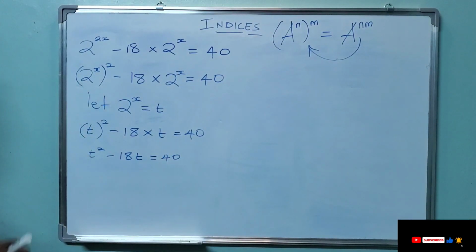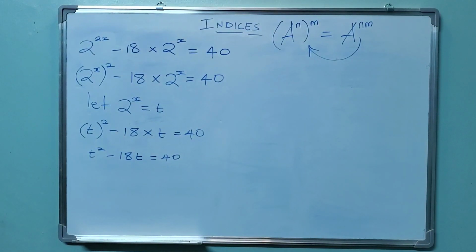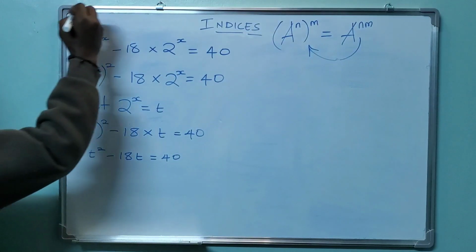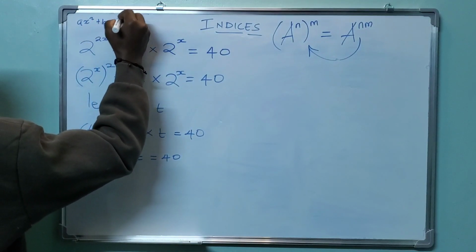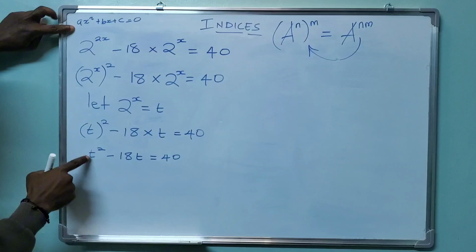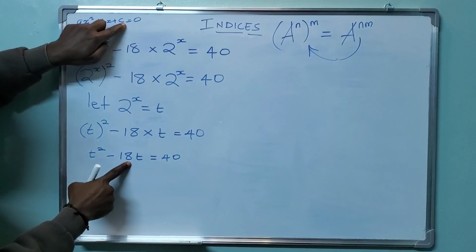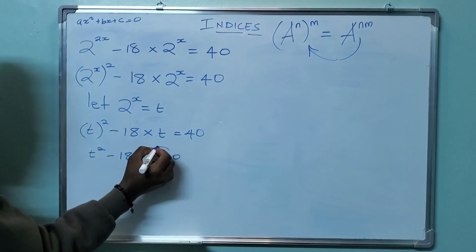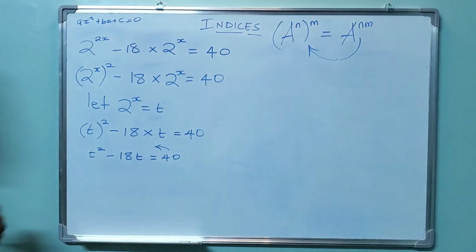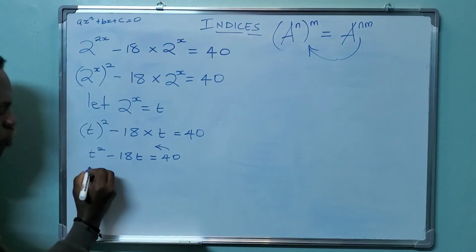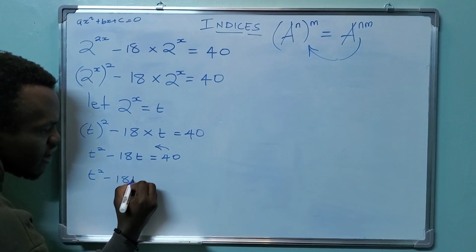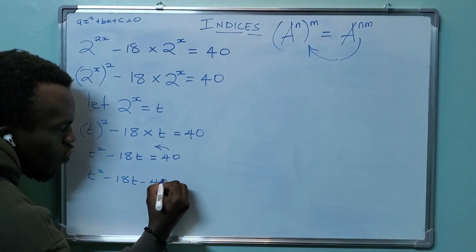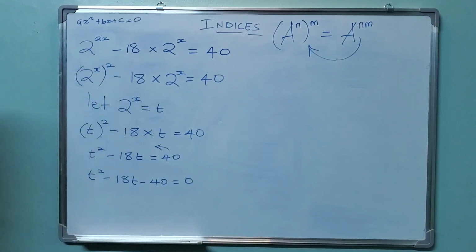When I see t squared, 18t and 40, I know this one can be a quadratic equation, because remember, a quadratic equation should be in the form ax squared plus bx plus c equals 0. So ax squared is this, bx is this, and c, which is the constant, is that. So I'll bring this to the other side so that I can form that quadratic equation in this specific form. So I'm going to have here t squared minus 18t minus 40 being equals to 0.